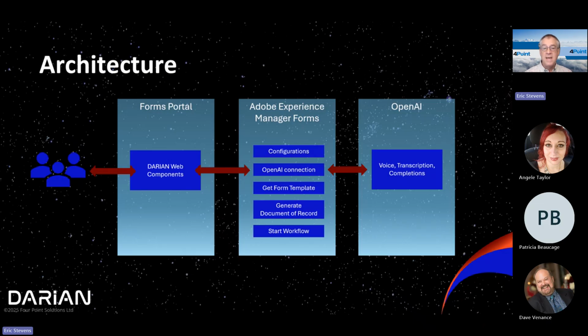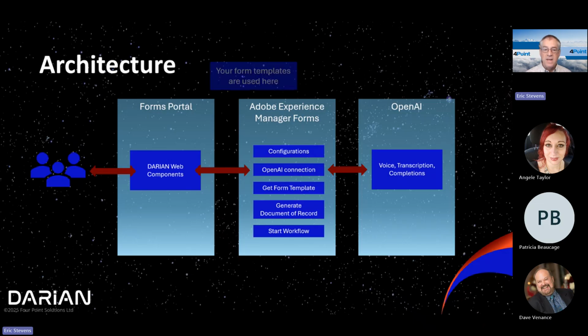What it does is take that template, all of that specification, those rules, and instruct the AI on how to conduct the conversation. Then it interacts back and forth. Then when you're finished, there's a generation. So we're generating those documents of record with that data that you want, and we can invoke a workflow.